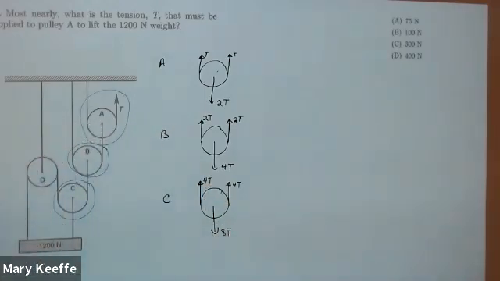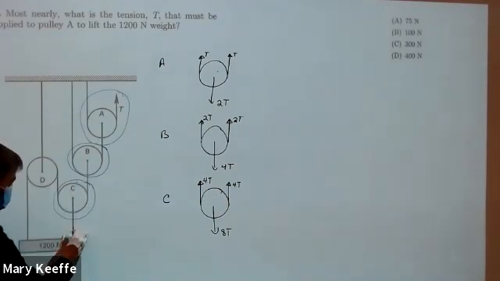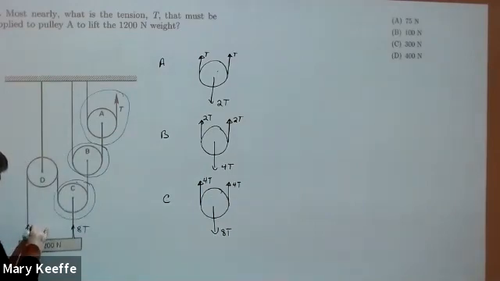And that means when I come to look at this load, I know this is 8T and I know this is 4T. So I get 12T is equal to 1200, and I get T is equal to 100 newtons.